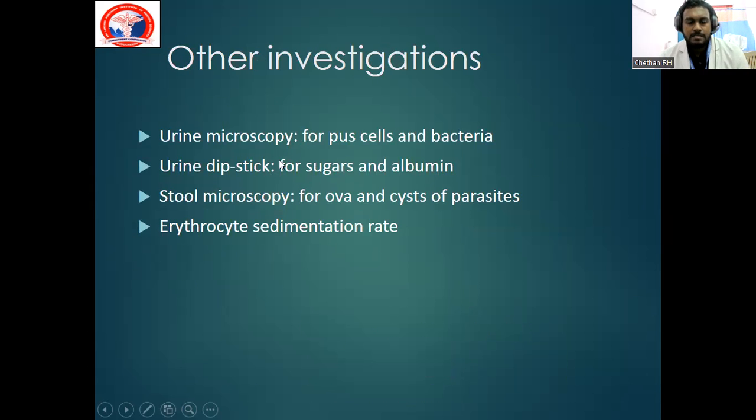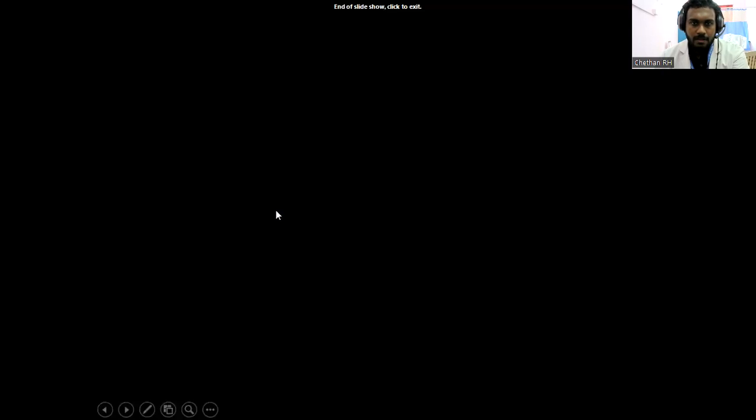Other investigations such as urine microscopy, stool microscopy, and even ESR can also be done. ESR is particularly useful for patients in whom we are suspecting connective tissue disorders such as SLE and scleroderma, to see the activity of the disease. So that is why some people will keep ESR as well as urine and stool microscopy as side lab investigations. So, thank you.